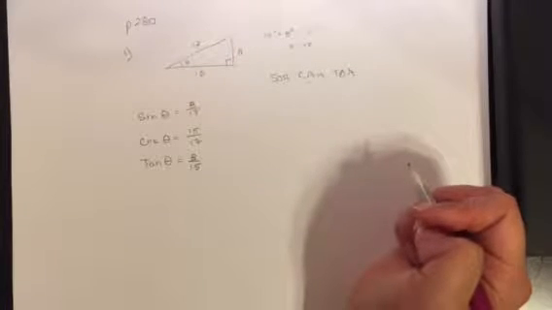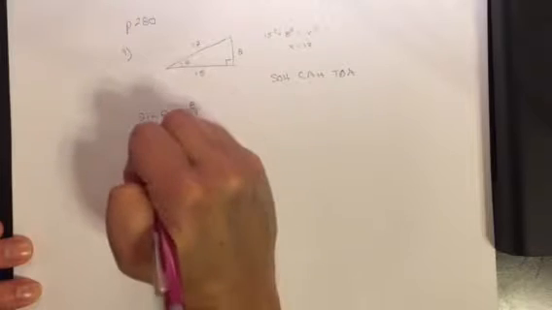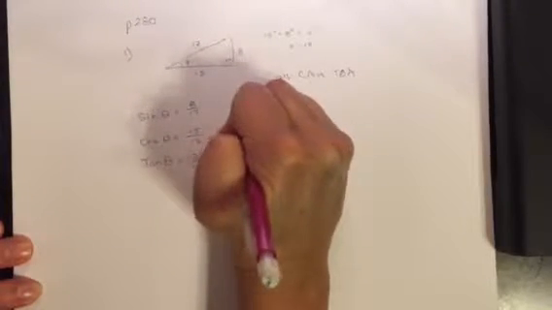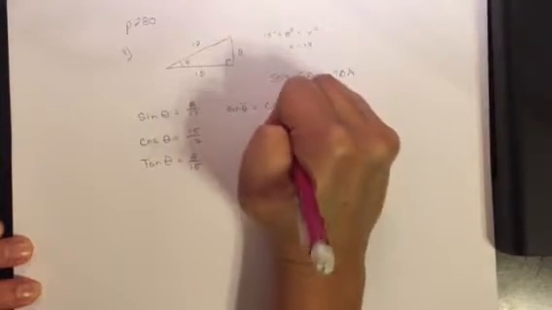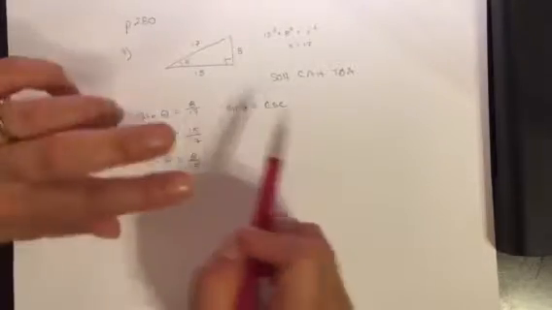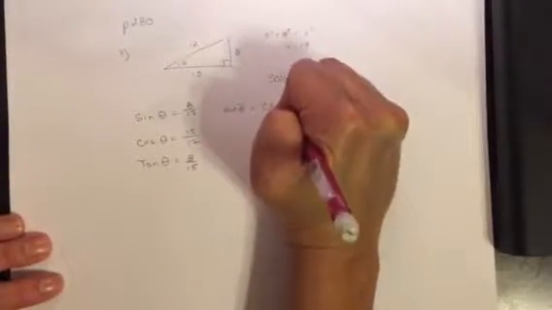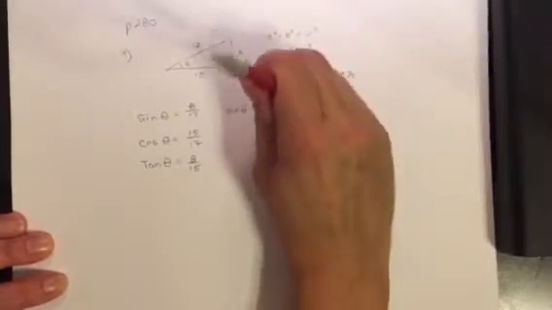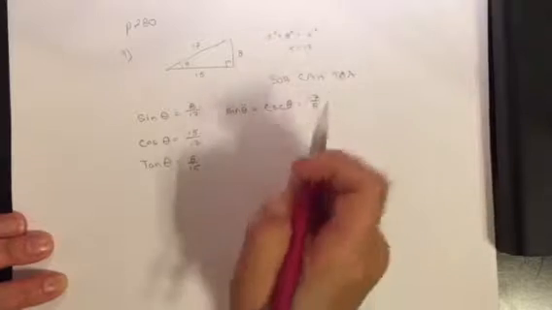All right. So now we know that if we take the inverse of sine, that will give us cosecant. So sine theta to the -1 is cosecant. So when I take anything to the power of -1, I'm going to go ahead and flip the ratio. So cosecant of theta is equal to 17 over 8.